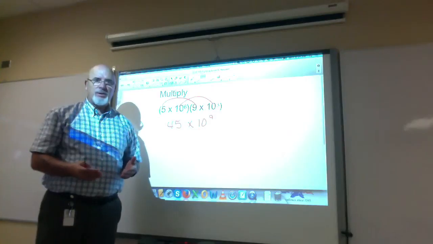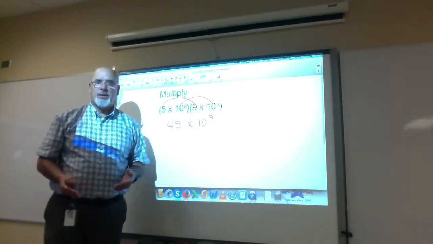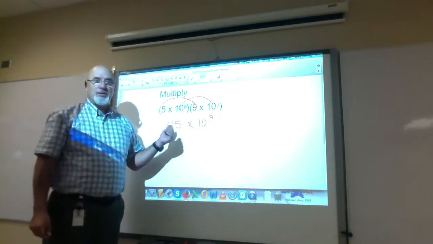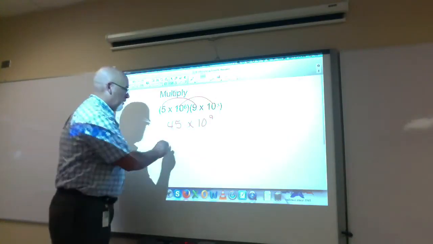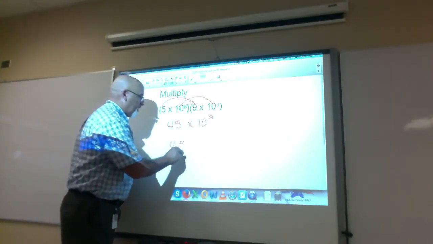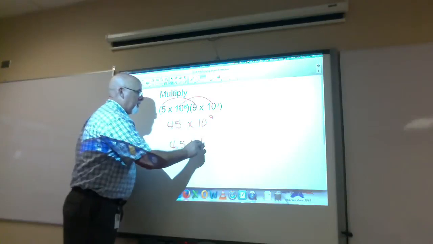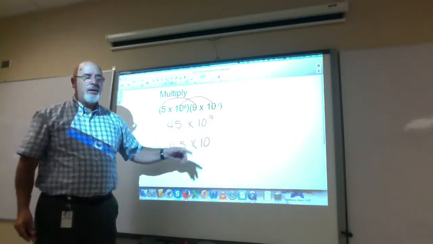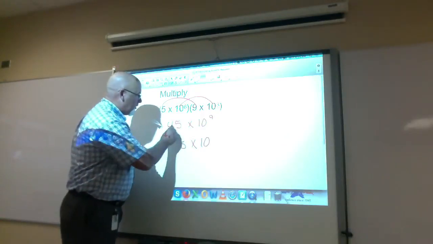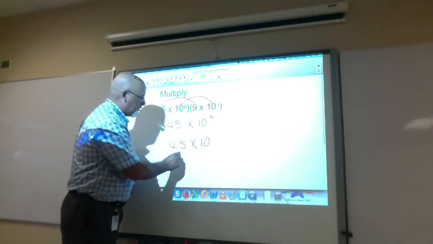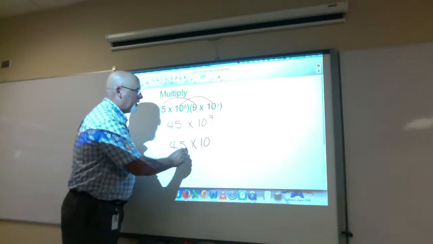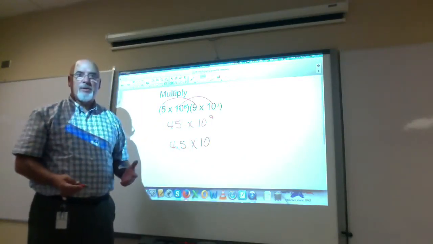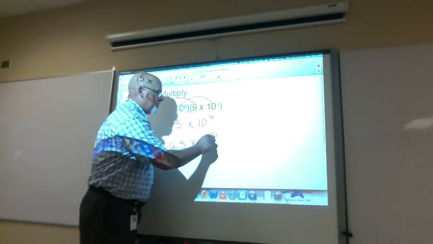45 is not between 1 and 10, which is how scientific notation has to be written. So you've got to change this 45 to 4.5. Now the question is what happens to the 9? Well, to move it back to the 45, we would have to go one place to the right. That means we've got to increase our exponent by 1, which makes it a 10.